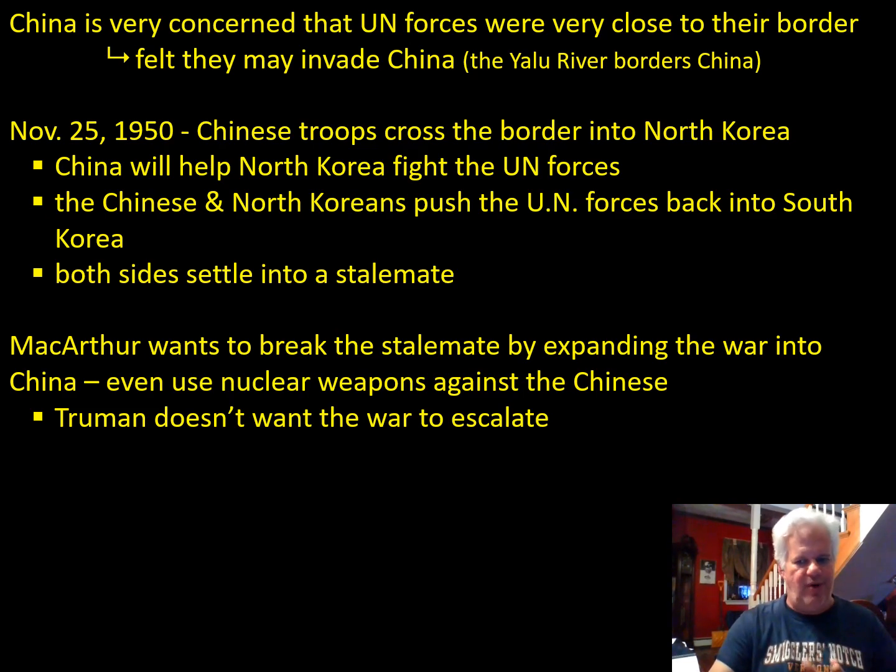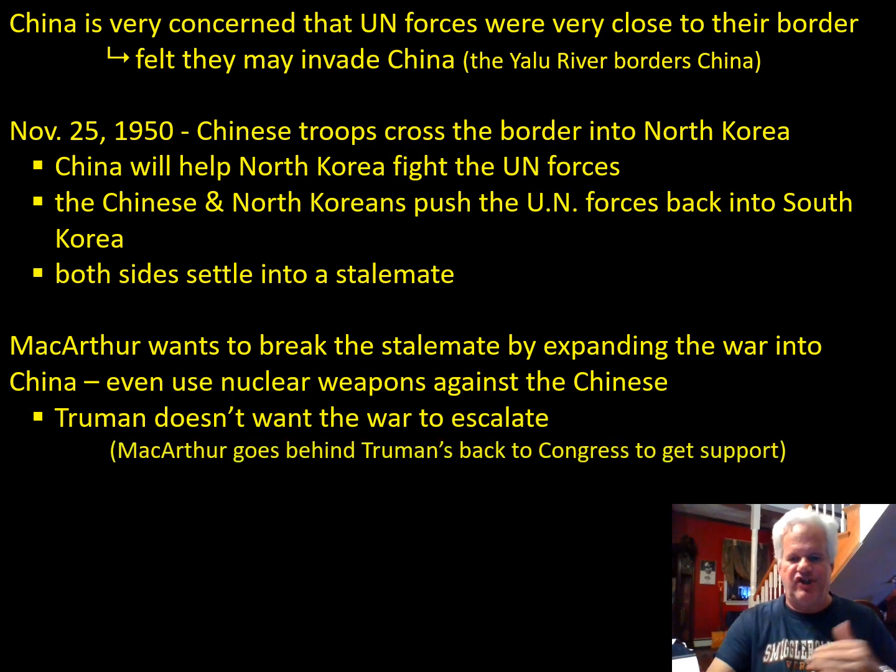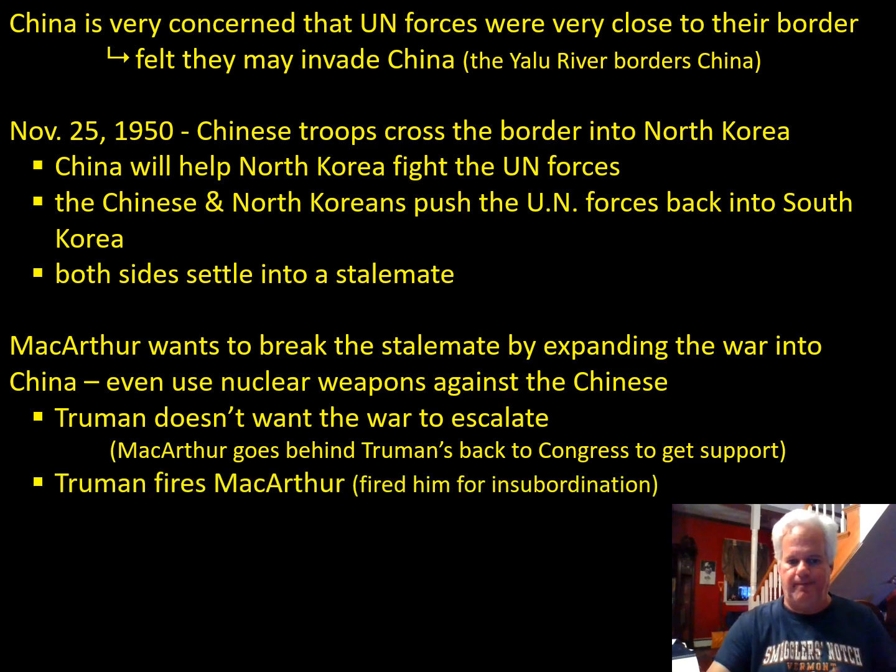MacArthur doesn't take no for an answer too well. So he starts going behind Truman's back and writing letters to Congress, trying to get congressmen to get the people in their districts to support MacArthur's plan, to kind of force Truman to go along with it. Truman finds out about it and is not very happy. The President of the United States is the commander-in-chief of the military, so he sees this as insubordination. He really is left with no choice, though he knows he's going to make a lot of people angry, but he fires MacArthur, basically for insubordination.